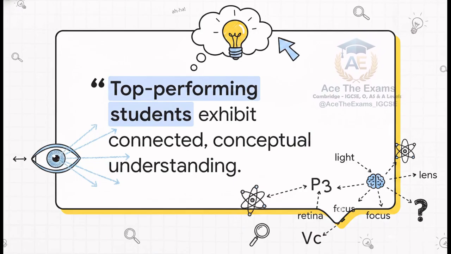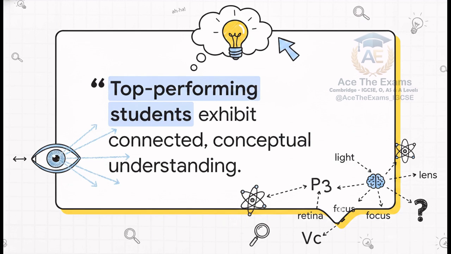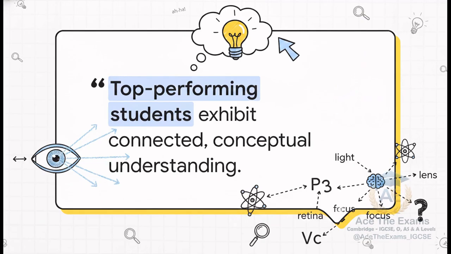The Cambridge syllabus literally states that top-performing students exhibit connected, conceptual understanding transferable to unfamiliar contexts. So what does this actually mean for you? It means if you get a question about the correction of short-sightedness, you cannot just casually say, use a diverging lens and move on. No way. You must link it back to cross-topic physics principles.